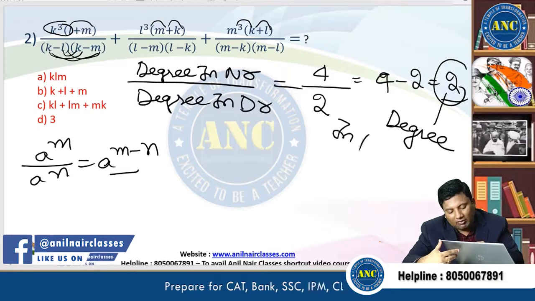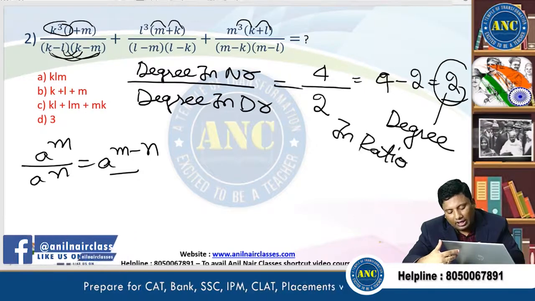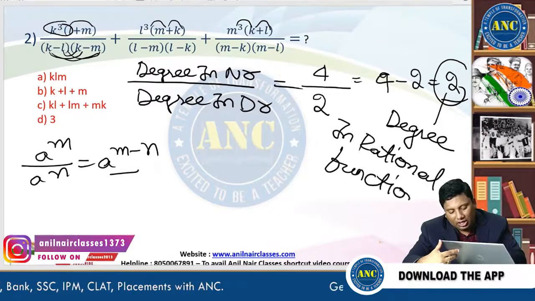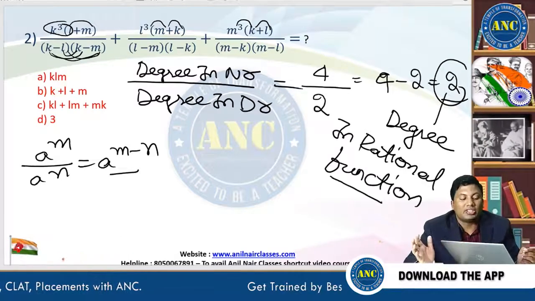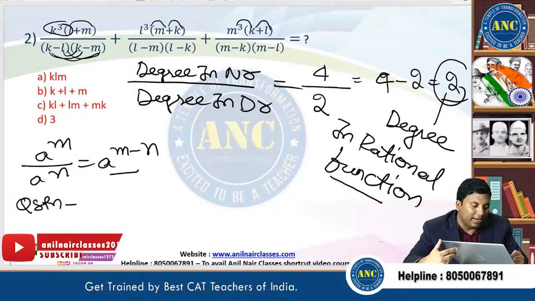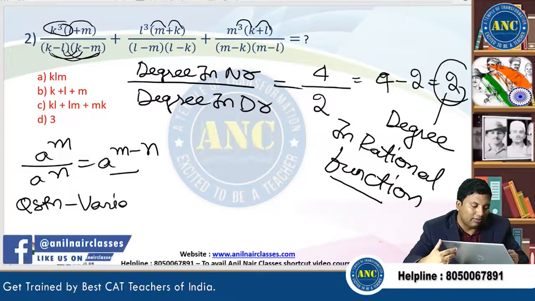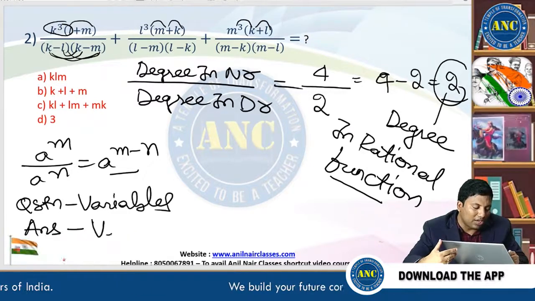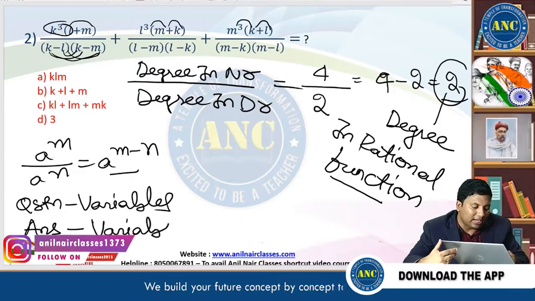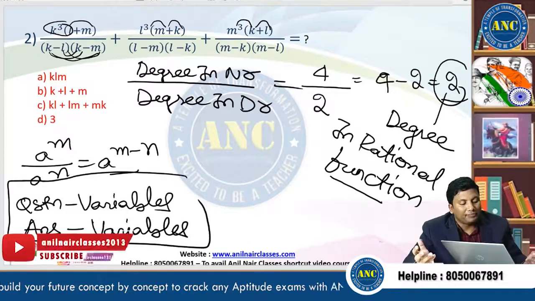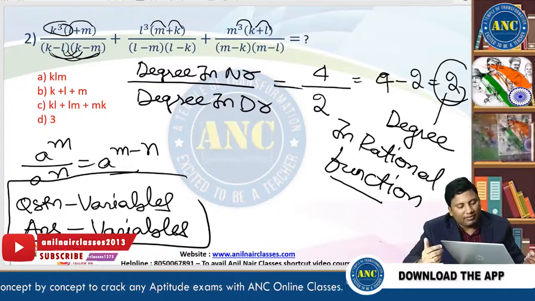So degree in the rational function: in the question it is 2, answer also it is 2. Again I am telling you, question contains variables, answer also contains variables. If the question contains variables and answer contains variables, start using this one, right? So degree in the rational function is 2.